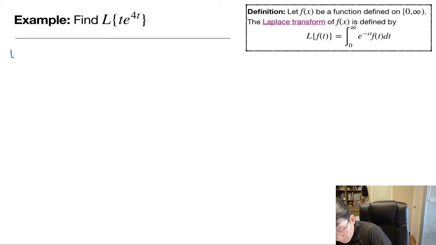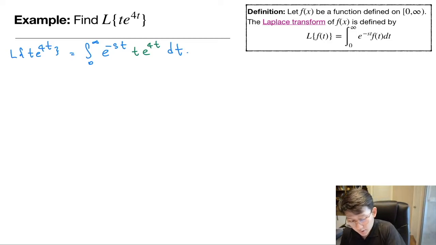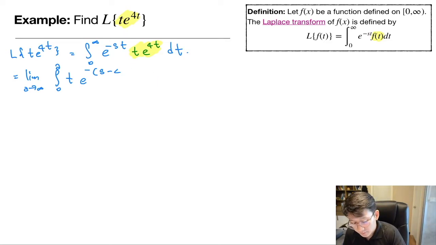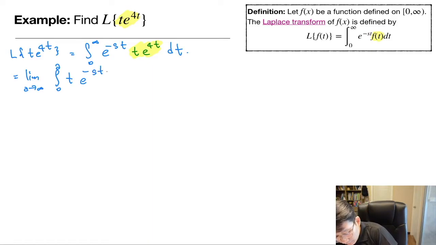So here the Laplace transform of t e to the 4t is the integral from 0 to infinity of e to the minus st, and then you have t e to the 4t dt. Basically you put this in for f(t), right? Makes sense. After that, it is the same, guys. We take the limit as a approaches infinity, integrate 0 to a, t e to the minus (s minus 4)t dt. Let me do it a little slower. So it is e to the minus st plus 4t dt.